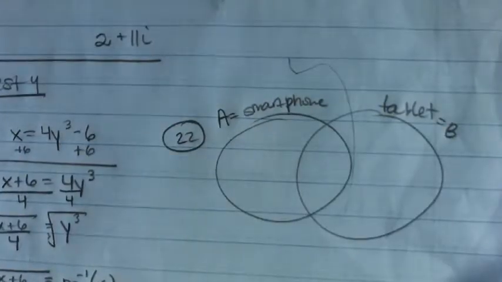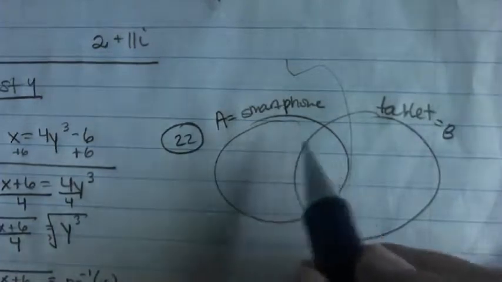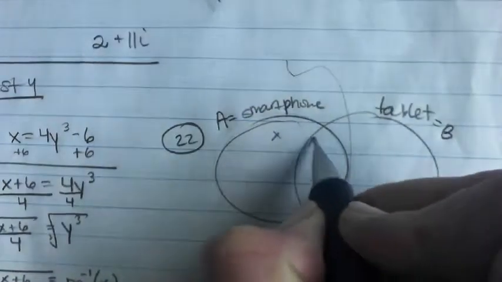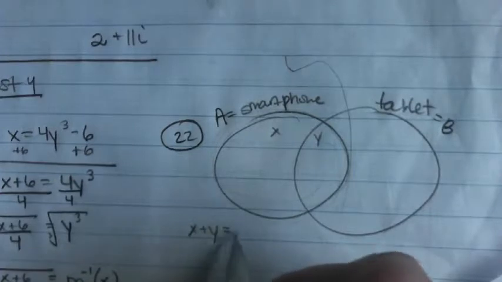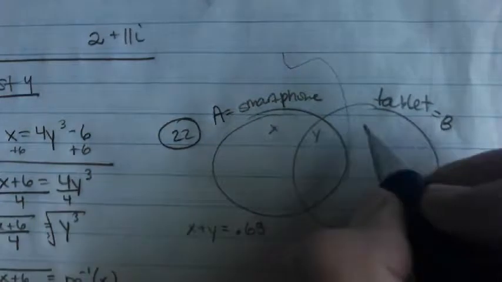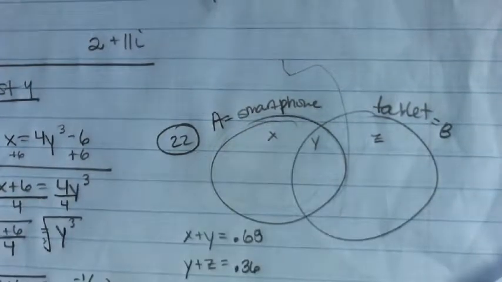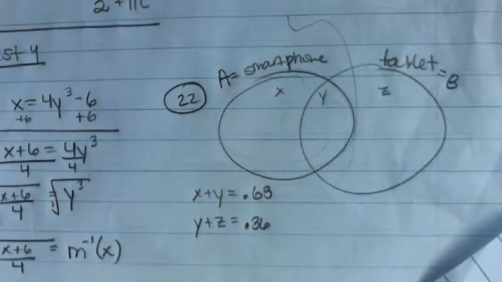So backing up. The probability that the student has a smartphone is 0.68. I probably won't see 0.68 on my picture, right? Because these two have to add up. So x and y have to add up to 0.68. Probability of owning a tablet is 0.36, so y plus z equals 0.36. And the probability that a student has a smartphone and a tablet is 0.09. What is that? That's the y.